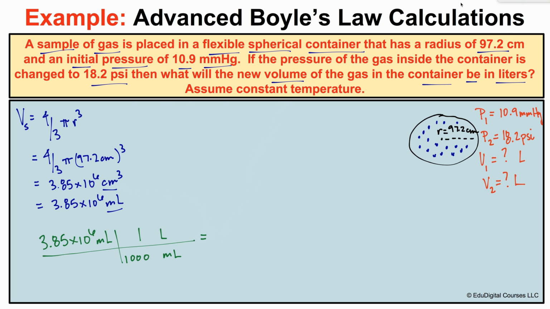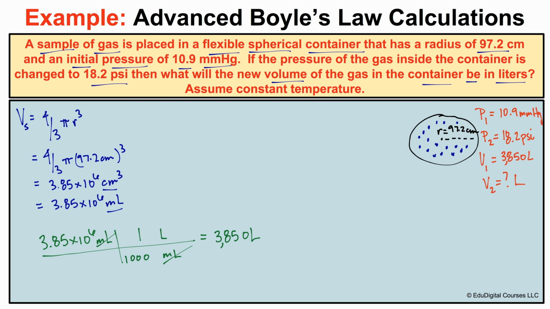So we are going to end up with 3,850 liters. So we just figured out what V1 is. If we take a look here, V1 is going to equal 3,850 liters. 3,850 liters is V1. And so what we're asked to figure out now is what V2 is.